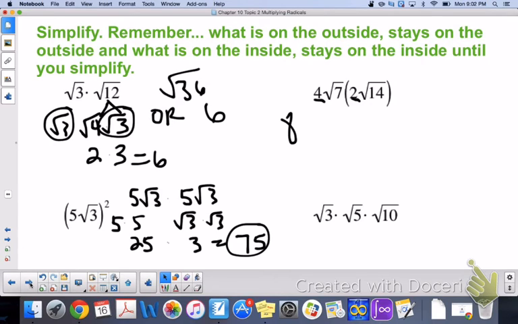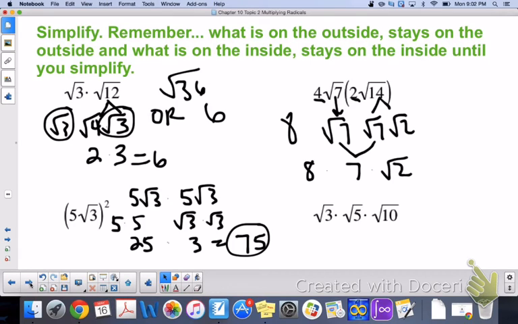Now, with root 7 times root 14, I don't know 7 times 14 off the top of my head. I would have to get out my calculator. So instead, what I recognize is that 7 goes into 14. So I'm going to have this root 7 come down, and split 14 to root 7 times root 2. Now I can easily do root 7 times root 7, which is just 7. So I have 8 times 7 times root 2, which is 56 root 2. Or you could have multiplied 7 times 14 and simplified that.